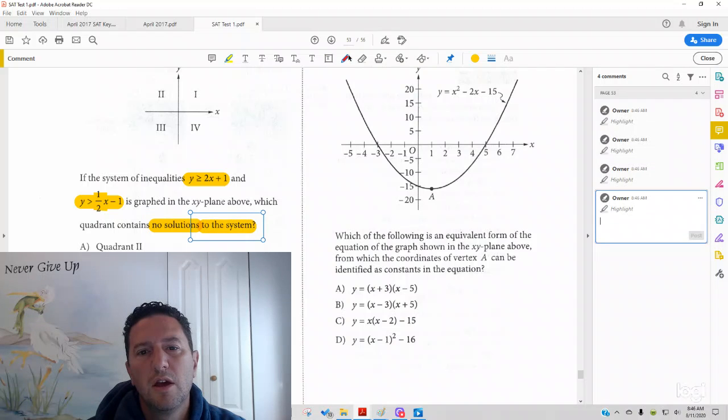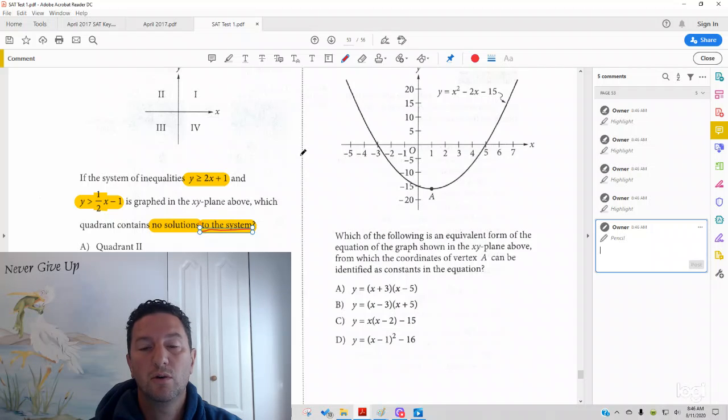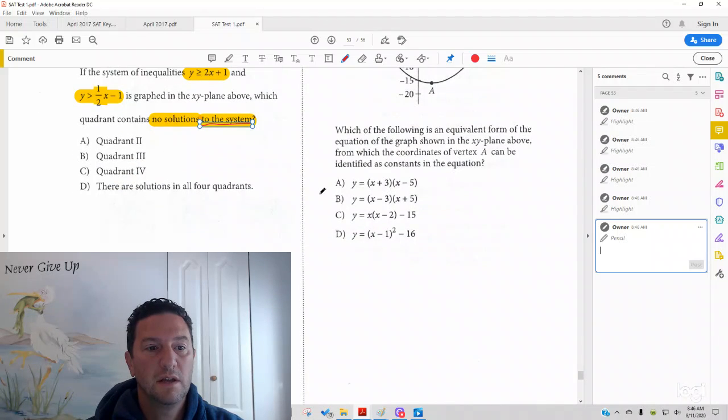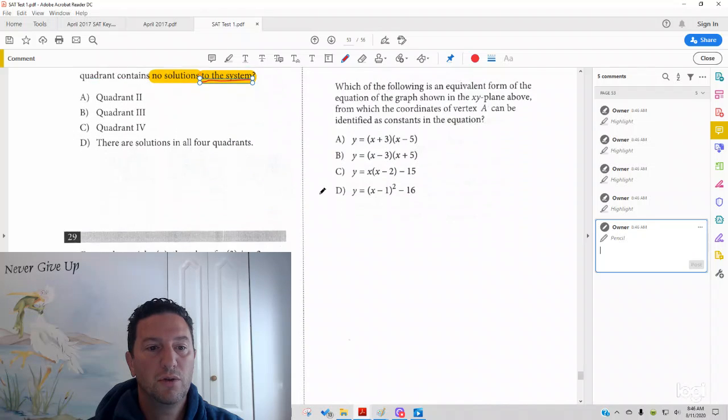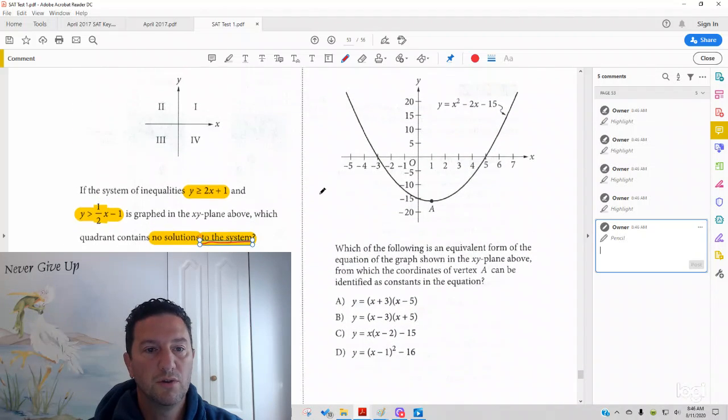Okay. If you got this wrong, the most important thing you probably missed is that it says no solutions to the system. So if it has a solution to one of the equations but not the other one, that's still not a solution to the system. It's got to be a solution to the system. You can see the answer choices there: quadrant 2, 3, 4, and there are no solutions in all 4 quadrants.